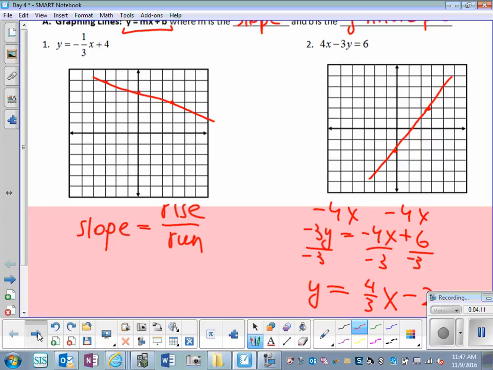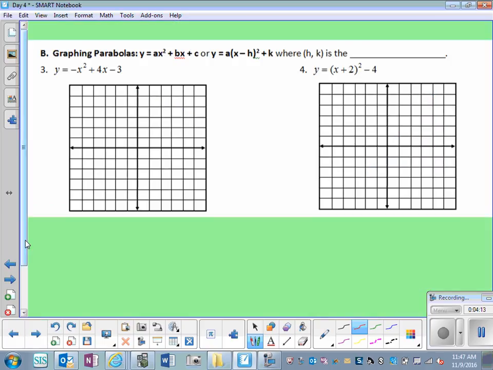Good. So lines are easy. We've done them forever. Parabolas. This should be easy now too, right? We've done these for the last 3 classes. Okay, so a parabola we can have in standard form or in, what is this form called? Vertex form, right?